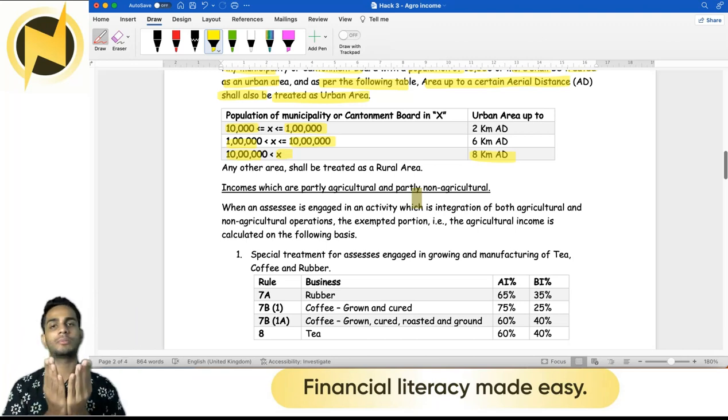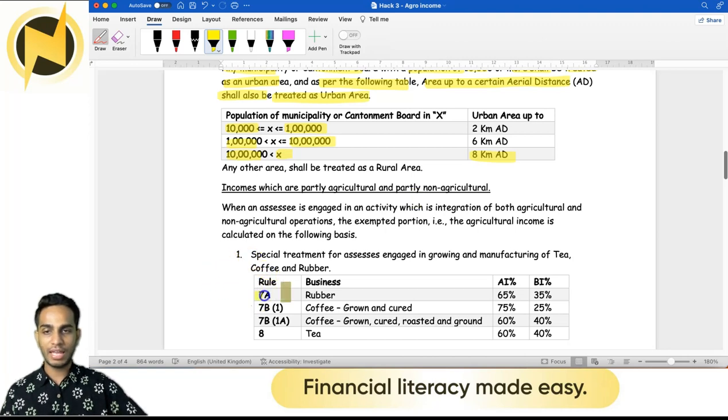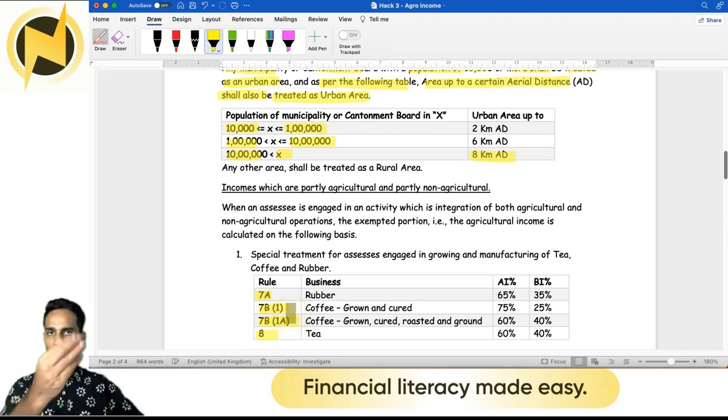Now he's like, sir, please, I did some agricultural activity. You need to give me some sort of allowance for that particular agricultural activity that I did. So out of the 20 crore, please give me a certain benefit so that I can take some portion of my income out from the taxability criteria. So the income tax department was like, fine, we'll give you. But we'll give you based on certain rules that we have written. And the rules are Rules 7A, 7B(1), 7B(1A) and 8. So we are talking about tea. Tea falls under Rule 8.